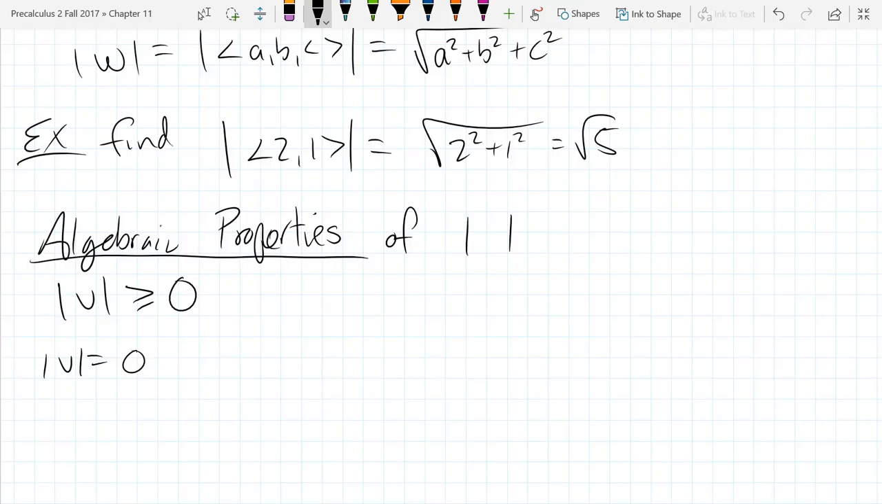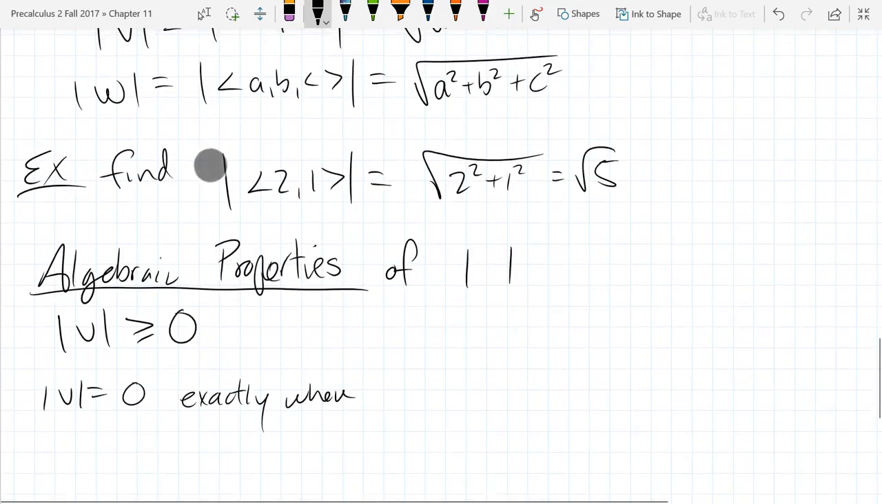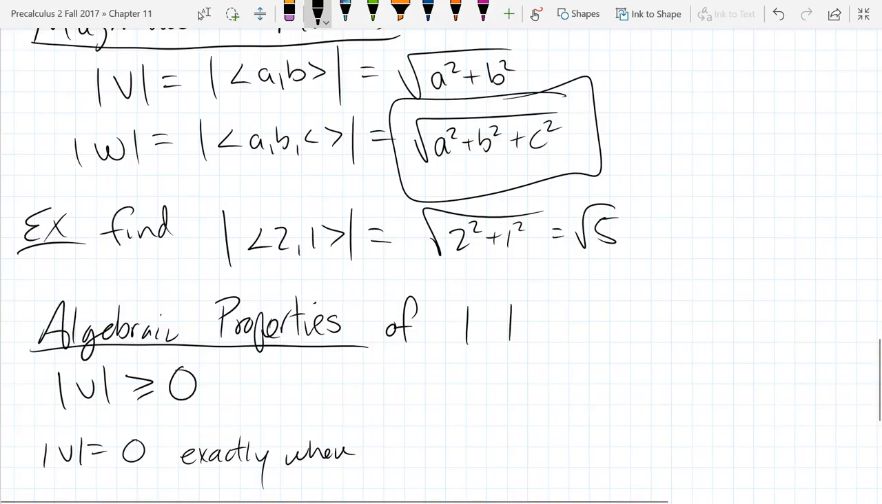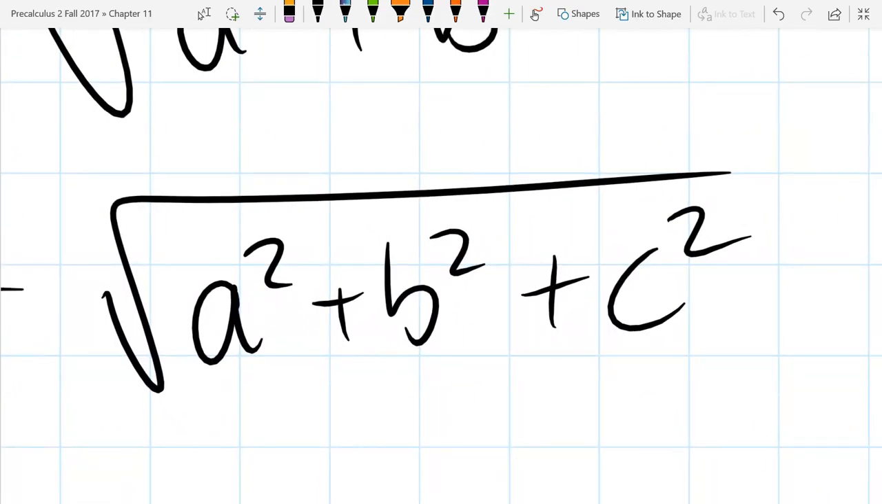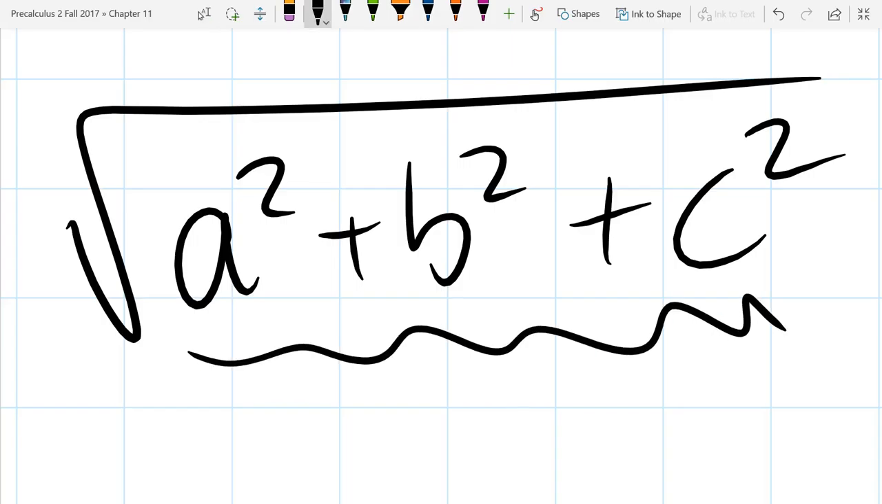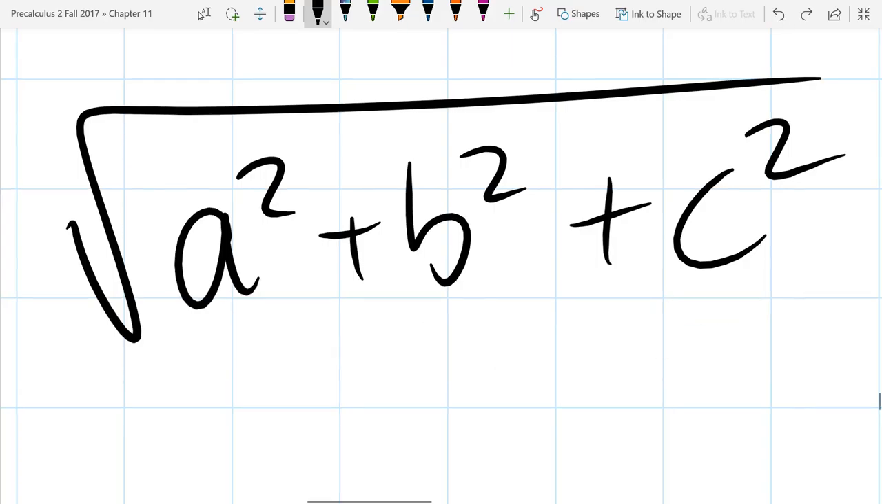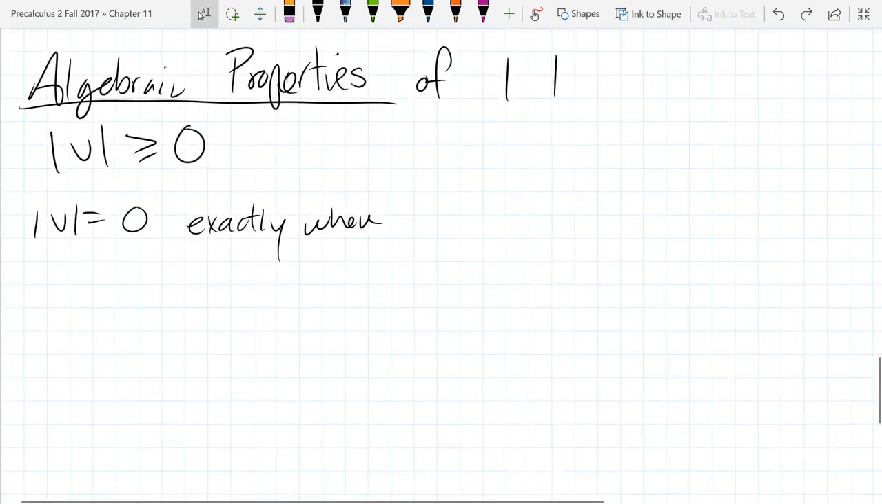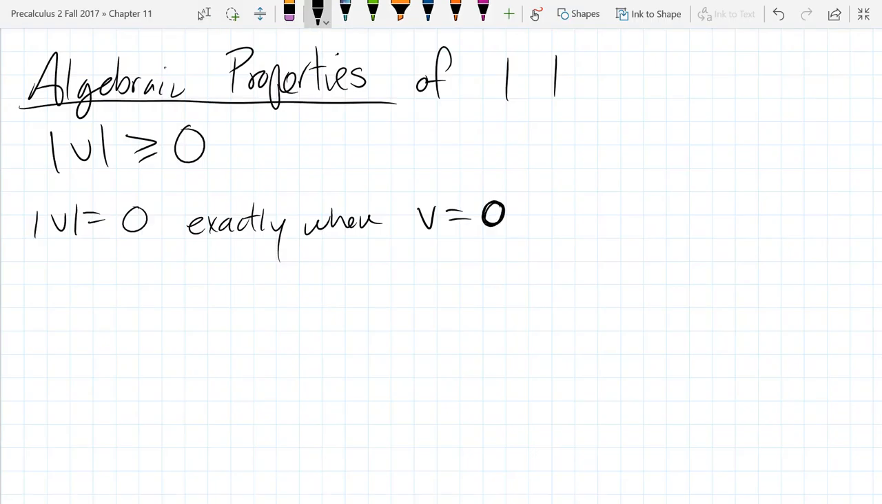Now if you know the magnitude of your vector is 0, this happens exactly when your vector is 0. So if you think about the way magnitude works, how in the world could you get a 0 out of this number right here that I just put a box around? How could I get 0 out of this? What would I need A, B, and C to equal? Zero. They all have to be 0. If any one of them is not 0, then the sum is going to be greater than 0, and your square root's not going to be 0. So if you get 0 for your magnitude, that means your vector has to equal 0. So the way we're going to write that is use that bold 0 right there. So the magnitude is 0 exactly when your vector is 0 itself.